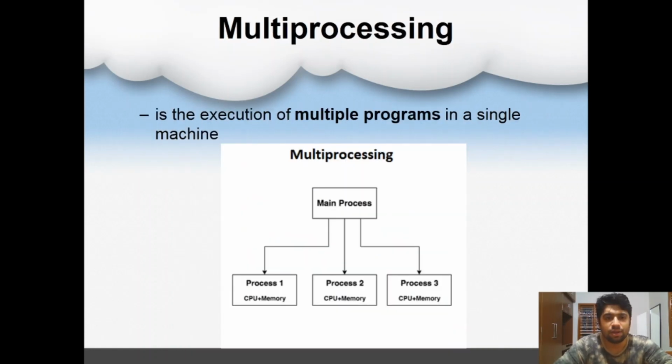Multiprocessing is the execution of multiple programs in a single machine. In the name itself, it says multiprocessing, so it will have multiple processes. You can see process 1, process 2, process 3. There is a main process which is subdivided into process 1, process 2, process 3. Multiple processors are there in a single machine.